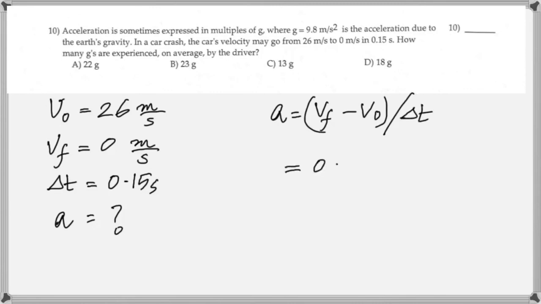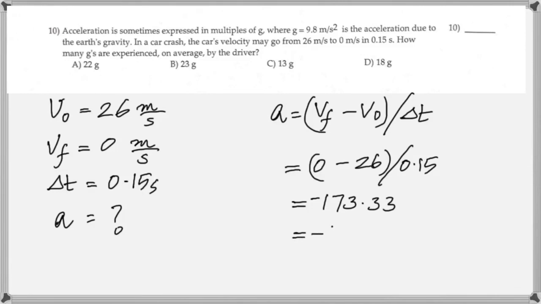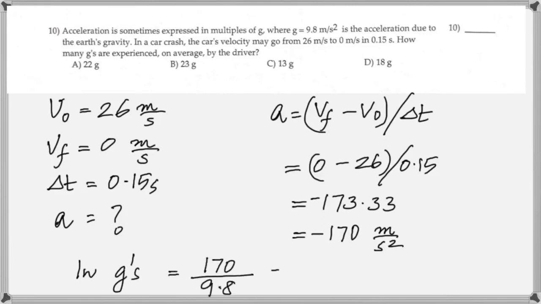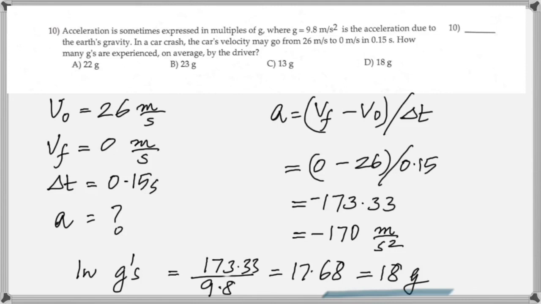This is the equation. That comes out to be negative 170 meters per second squared. But to find how many times this is of g, you just divide by the value of g, and you get it to be 17.68 g, which is 18 g. So those are the answers.